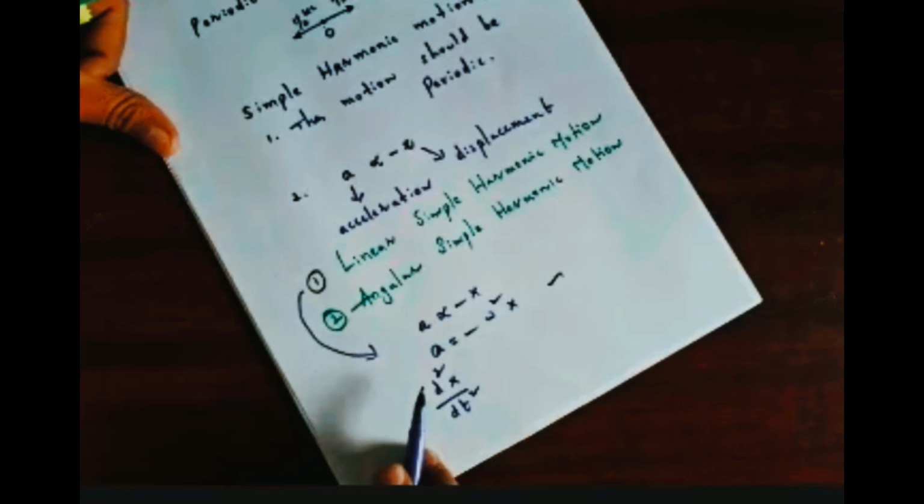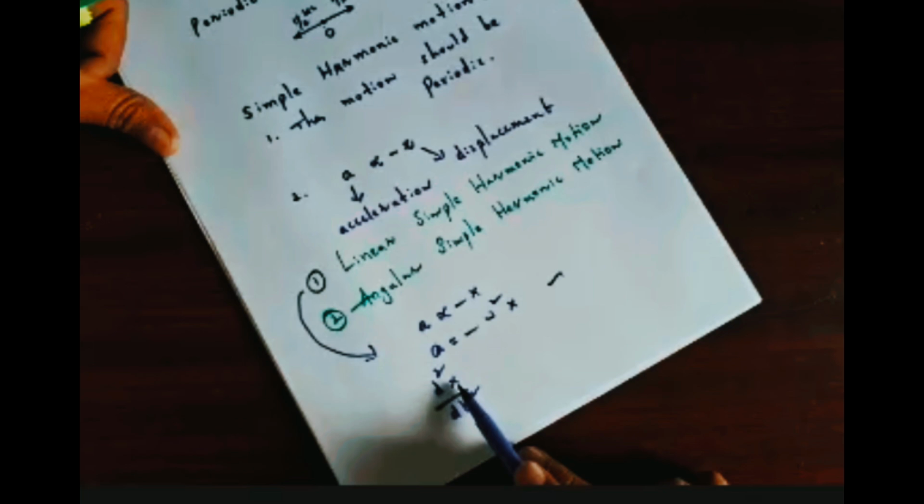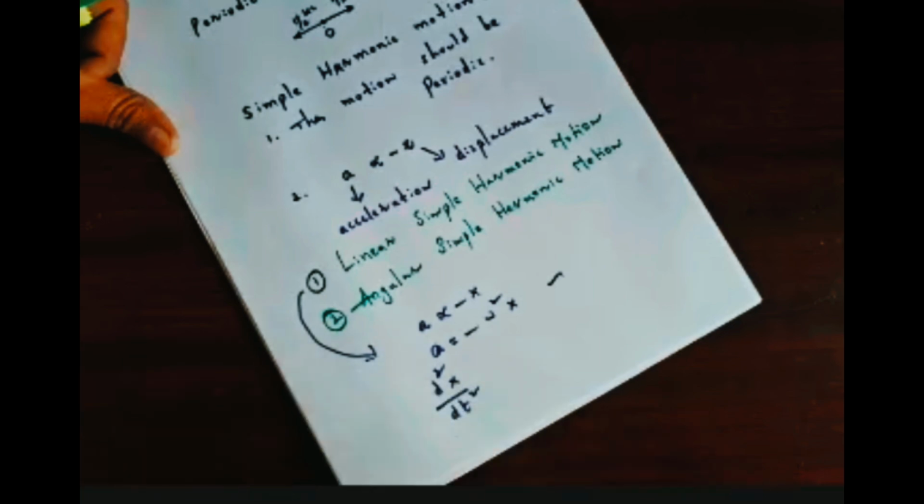The meaning of d square x by dt square is nothing but acceleration. What does it represent? The displacement is x. If x is differentiated two times, then you will get the acceleration. That is the meaning of that.